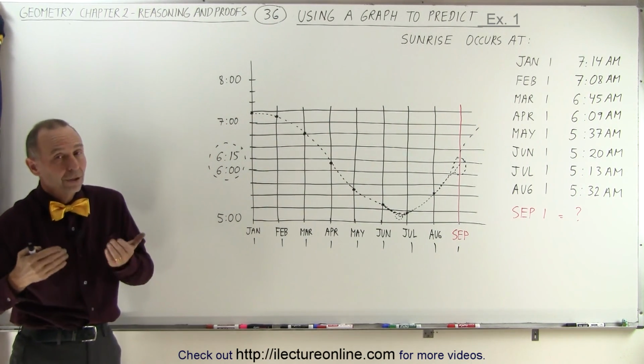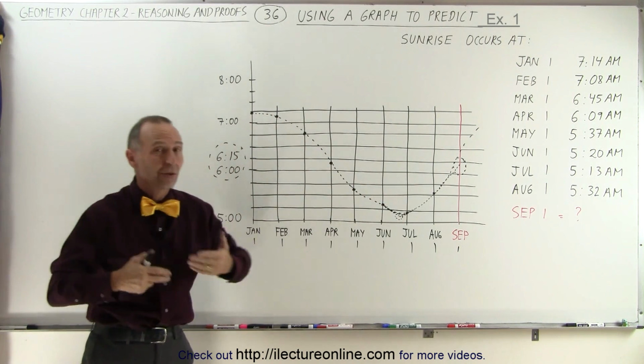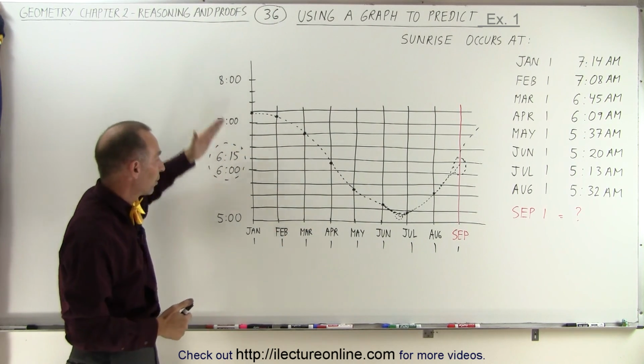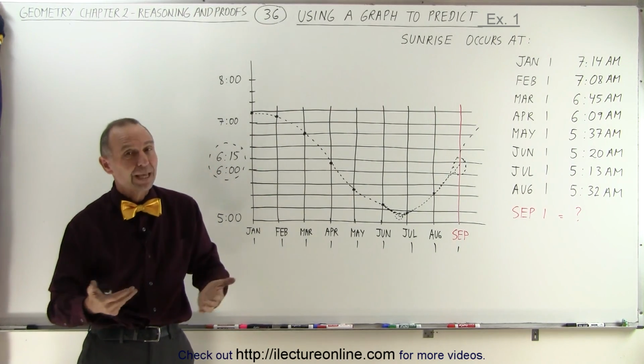And again, the lesson here is to realize that if we just look at numbers by themselves, they don't necessarily tell us very much, but if we put them on a graph where we relate one variable to another, then we get a much better feel of what that might look like, and that's how it's done.